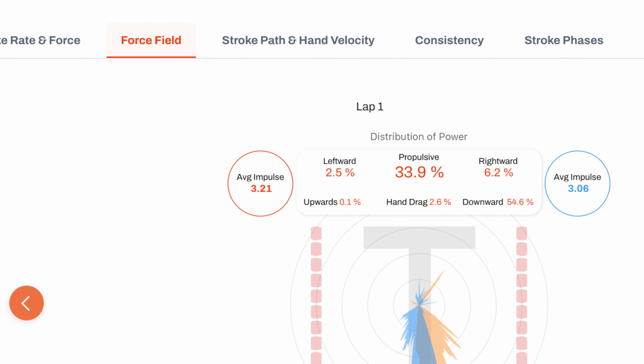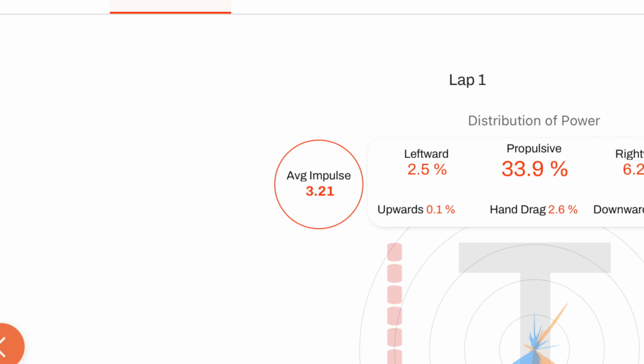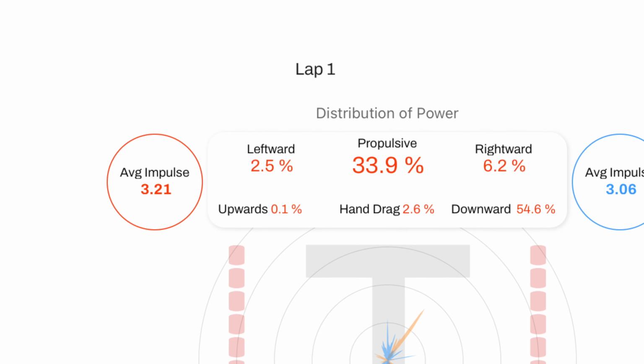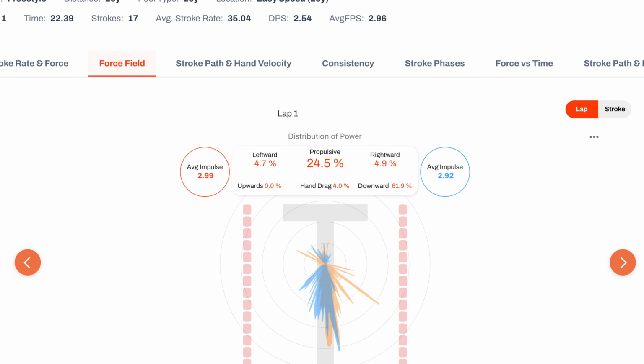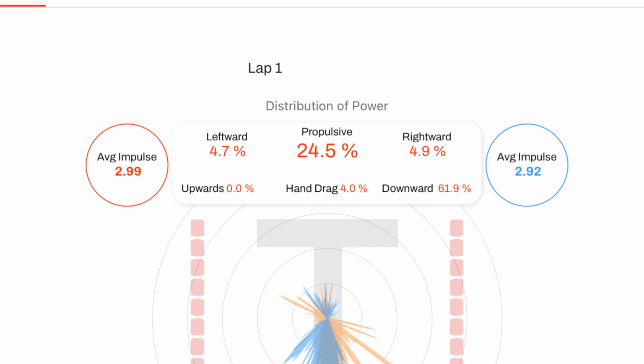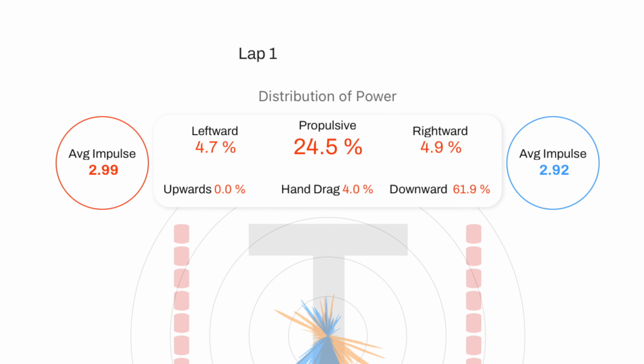Typically, one of the things that we focus on, so here was the 1:15 per 100, that's that 3.21 and 3, that's how much power I'm producing on my left and right side. And then here's what it was for the 51: 2.9, 2.92. So how can I be going faster when I'm producing less power?